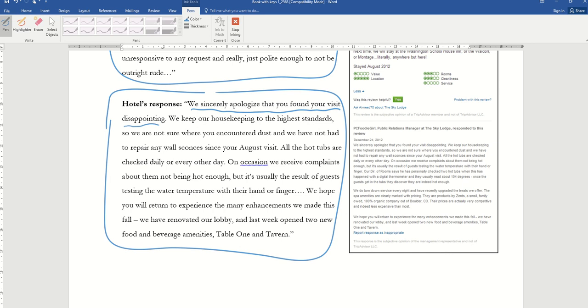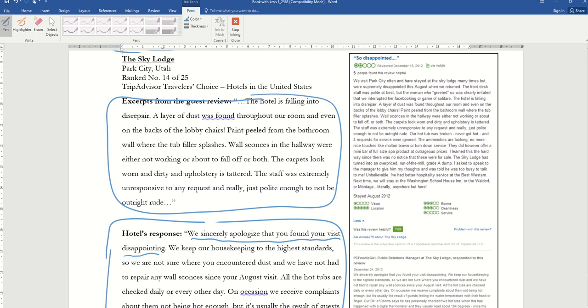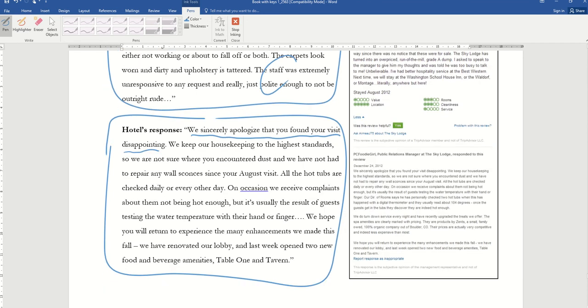This situation, the blame about dust and about construction, is mentioned in the excerpt by the guest here. But the hotel found out that, we are not sure where you encountered dust.